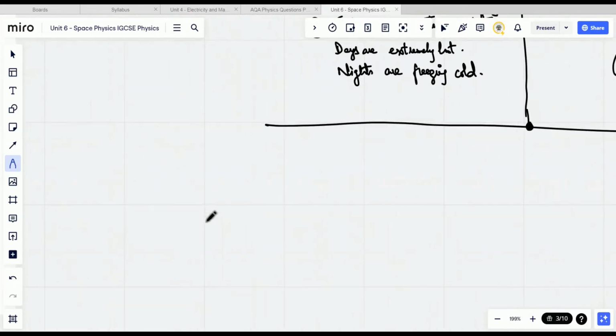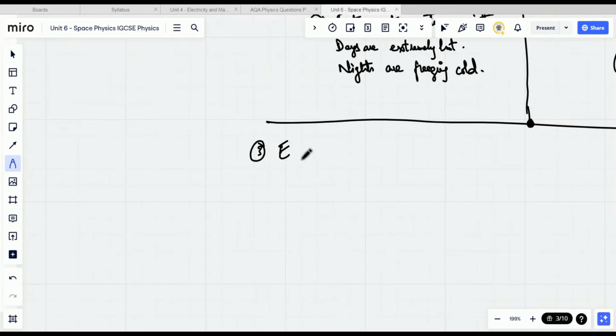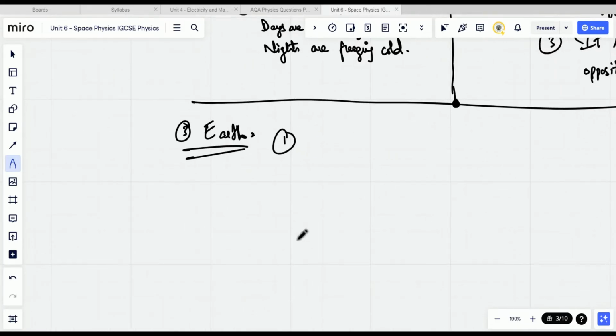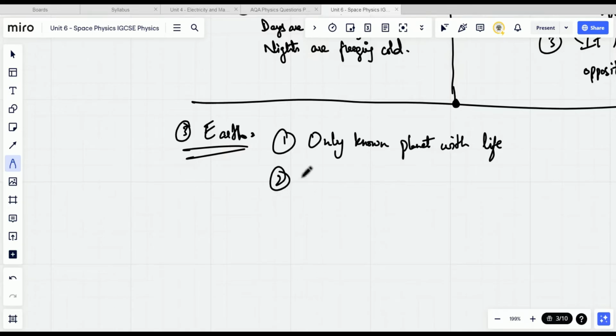Then let's talk about Earth. I'll just keep it very simple, just for knowledge, and then we'll move on to comets and asteroids and all those other things. What do we know about Earth? It's our home planet, right? And what is the most unique thing about this planet? It's the only planet in the solar system that we know of with life. So we can write that only known planet with life.